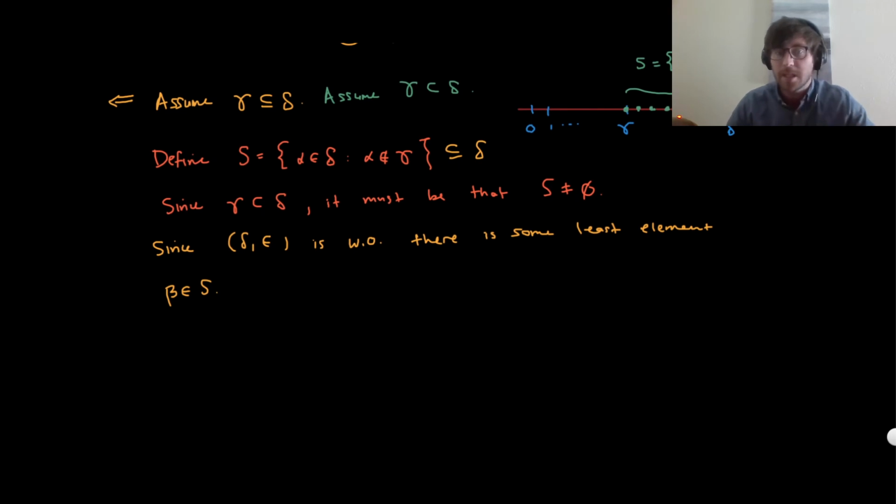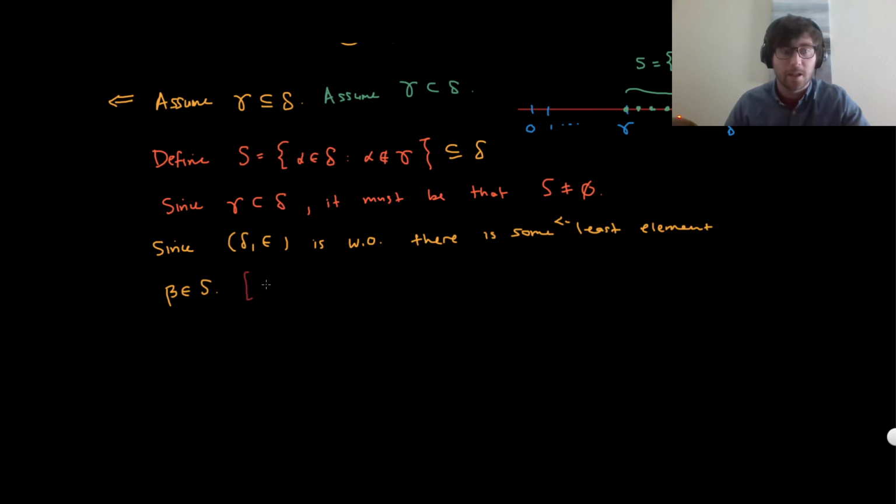So again, what does this mean? By least, we mean epsilon least, or maybe less than least. What does this mean? This means that beta is an element of S, and every other element of S is bigger than or equal to beta. We'll write that down.